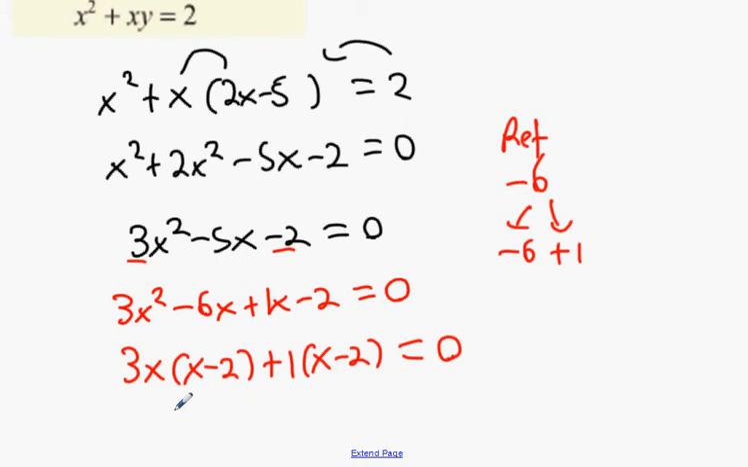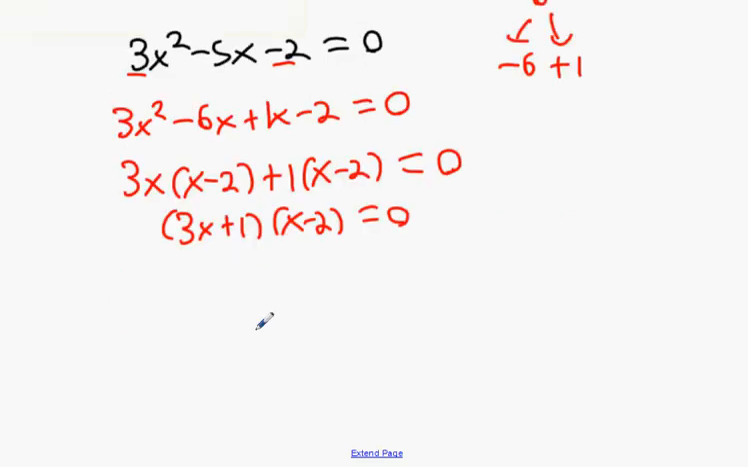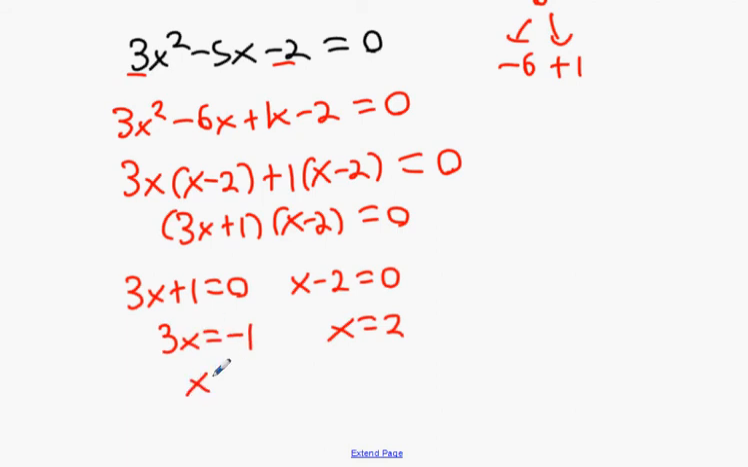Then what do we get? 3x plus 1 and x minus 2 equals 0. Two answers, guys. 3x plus 1 equals 0. So x equals 2 and 3x equals minus 1. X equals minus 1 over 3.